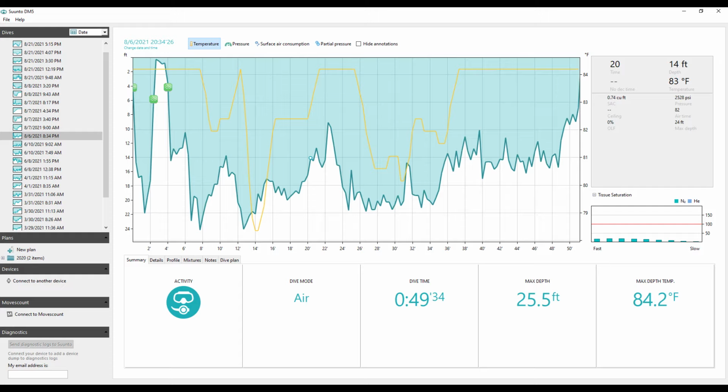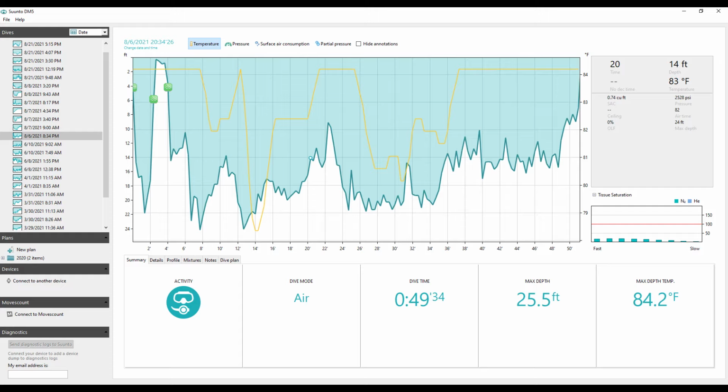overview of the dive recorded from my computer. So it takes a data point every 20 seconds. Things like depth, temperature, remaining air, basically any piece of data you could care to know. And this is a graph of that. So you can see the axes here. Depth is on the y-axis, time is on the x-axis. And I've overlaid temperature in this particular graph, which I can also overlay pressure and surface air consumption, partial pressure.